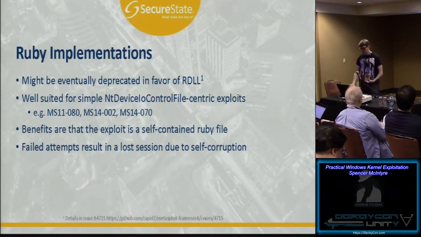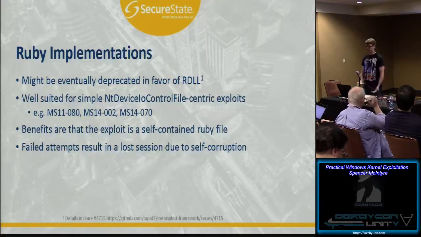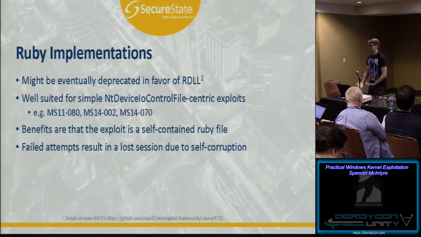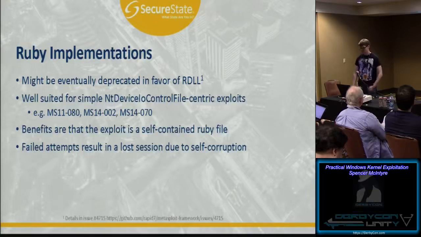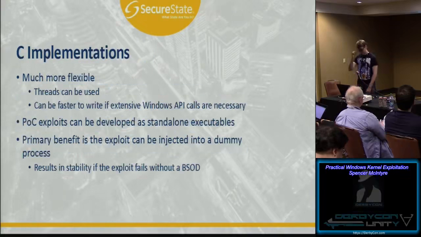One of the benefits is that it's an entirely self-contained Ruby file. I know a lot of people shy away from writing in C. If you're a pen tester just trying to get into it, you may not want to write an exploit in C. That's a lot more code, and if you're looking at it, it might be a little bit more intimidating. But if you're writing it in Ruby, this technique can be very useful for ones that are relatively simple, that just make that one call to trigger a write-what-where condition.